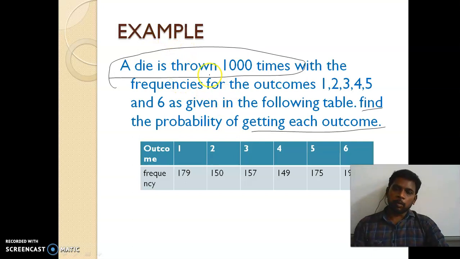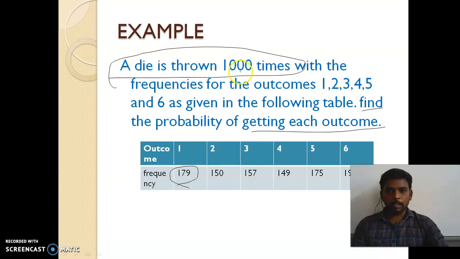Right? So the frequency row is also given here. So what is the frequency here? Here it is 179. So 179 is nothing but, out of 1000 times, 1 occurred 179 times. That is the meaning.